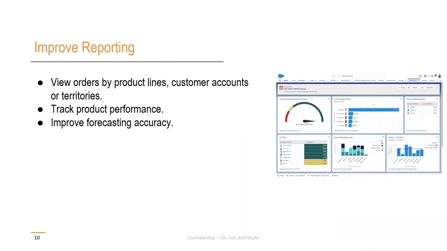Order management and B2B Commerce can provide reps, management, and service agents with many useful reports, such as orders by product line, orders by customer or group of customers, by territory, and other powerful analytics. Orders are tied to specific customer opportunities and accounts. Salesforce orders and commerce data will also improve the accuracy of forecasting for a week, a month, a quarter, or a year.